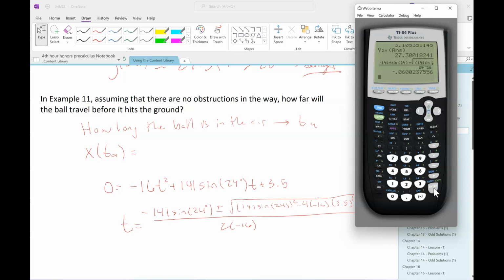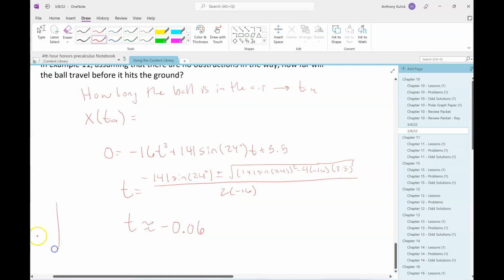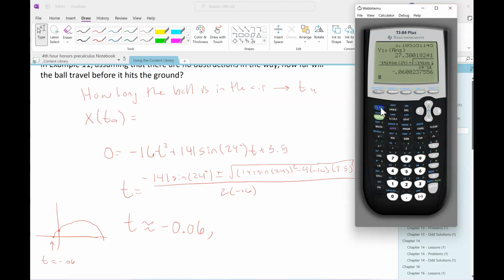So I did that, I got negative 0.06. Did I do something wrong? Does that answer make sense? Well, if you think about it, this is what our parabola is doing, right? Because we're starting at 3.5 above the ground. So there's my negative t value, right? That's not super surprising. All that tells me is that the one where I'm adding is not the answer that I needed.